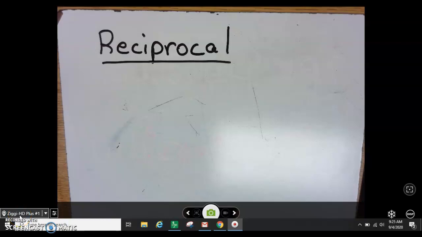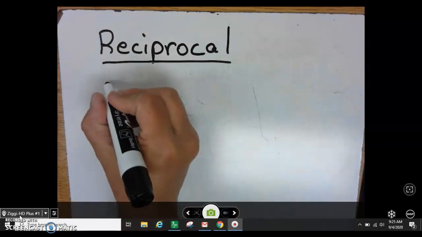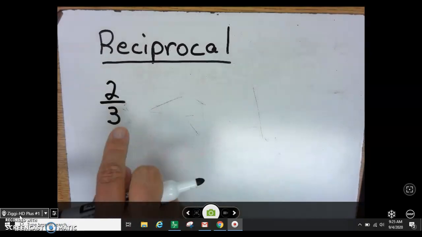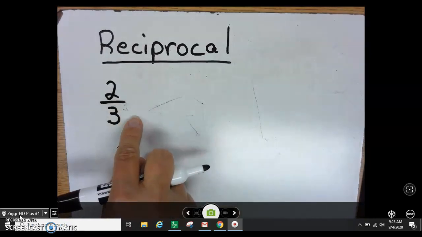Hey class, the first thing I want to do today is review a couple topics with you that you may need to use when you do your IXL. So the first topic is reciprocal. If you have a fraction, let's use some math terms. We have a numerator on top and a denominator on the bottom.